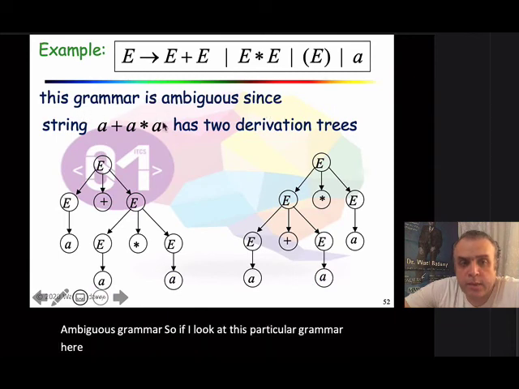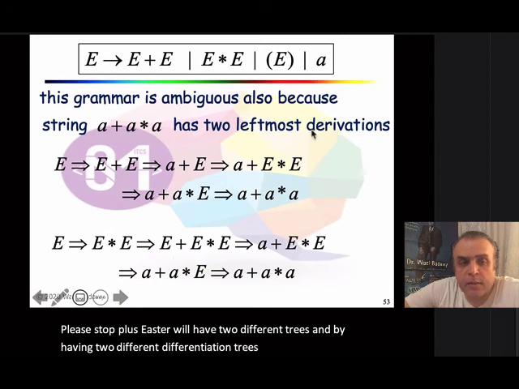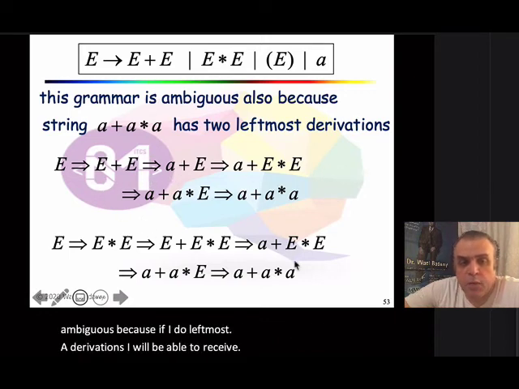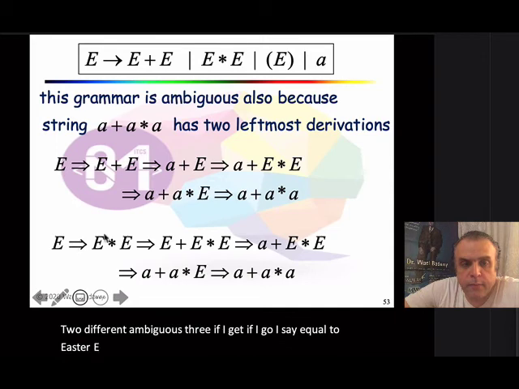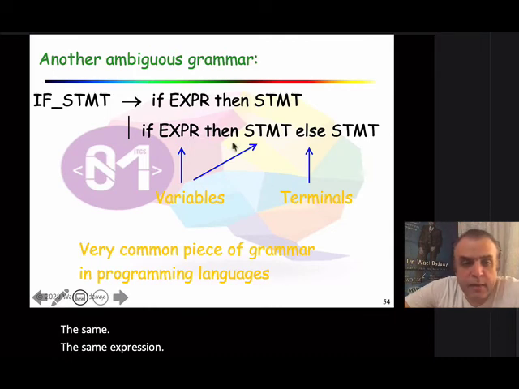This grammar is ambiguous since A star plus A star A will have two different trees. And by having two different derivation trees, this grammar is ambiguous, because if I do leftmost derivations, I will be able to receive two different trees. If I go and say E equal to E star E or E star E, I can derive the same expression. This is here another example of an ambiguous grammar.